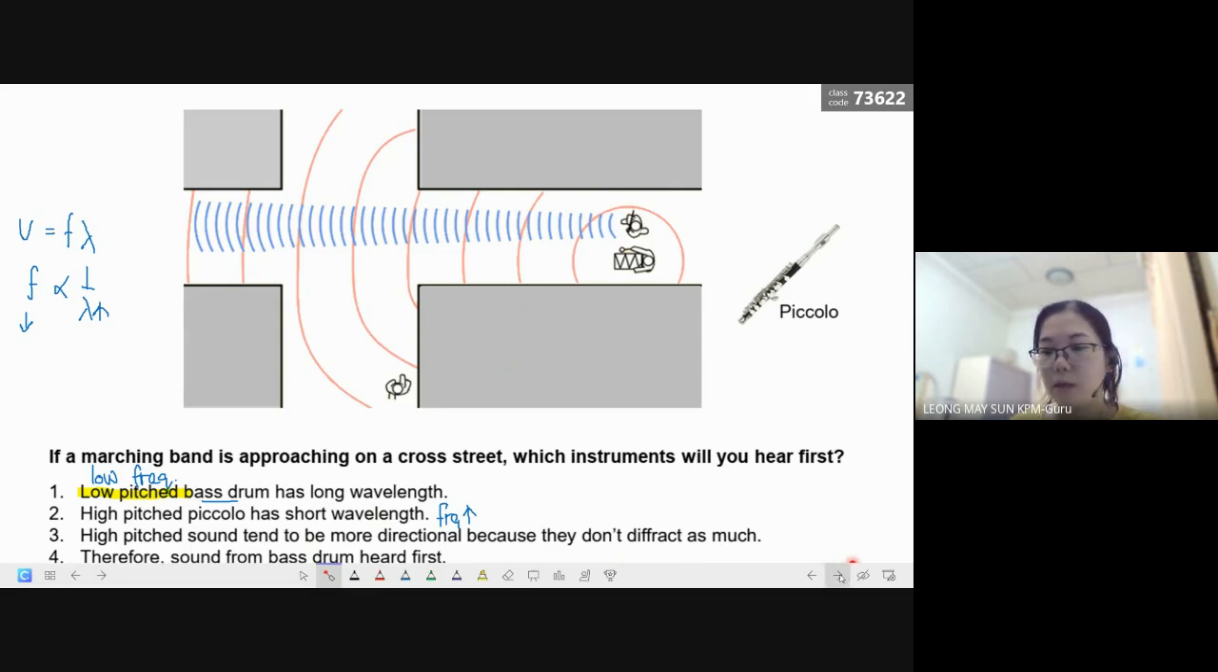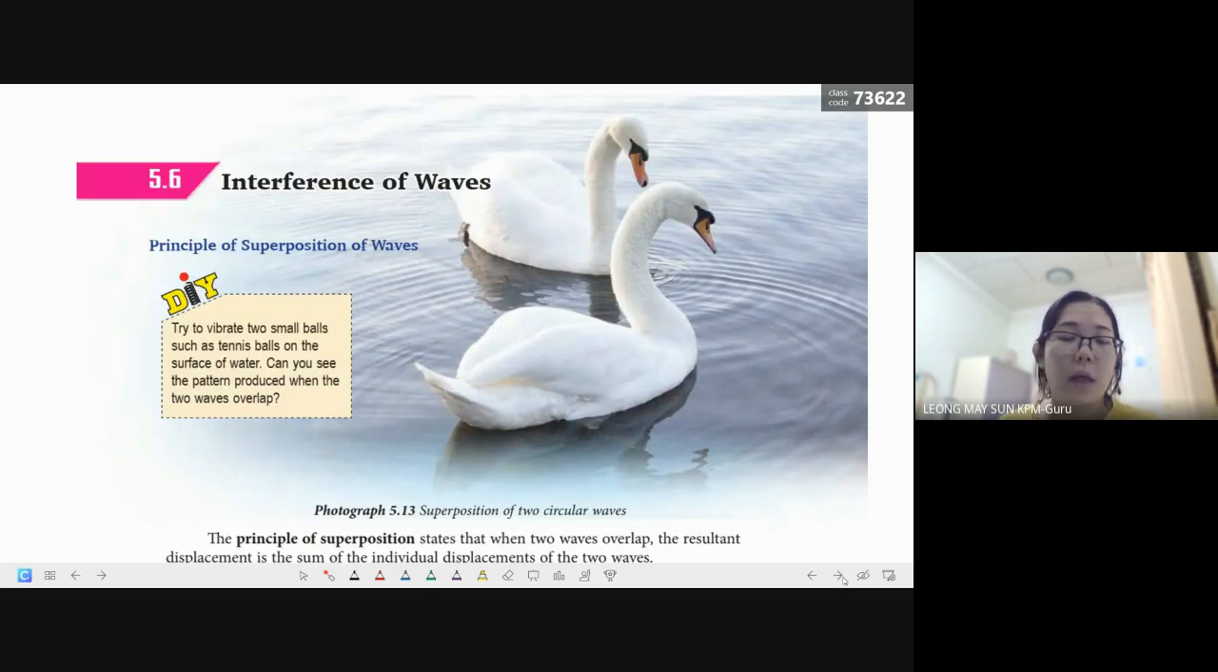Okay, so I'm going to go into interference of light wave already. Interference of light wave, previously this one has already been sent out.